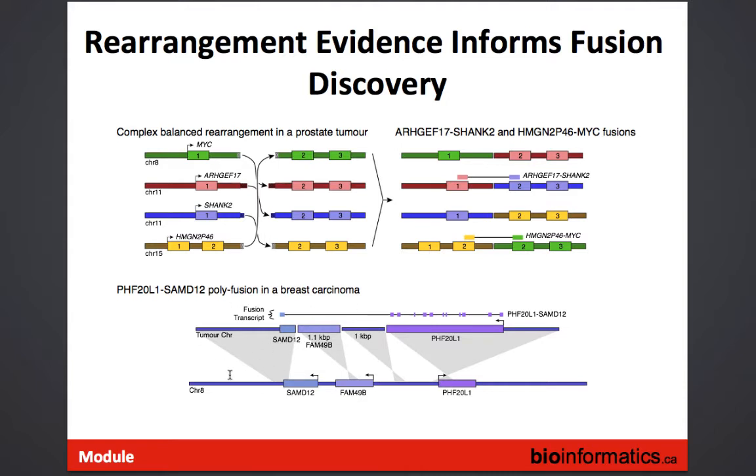So if you're trying to discover gene fusions from whole genome sequencing, this has implications, because you would only be able to detect these independent breakpoints. You would basically detect all three of these breakpoints, and you wouldn't necessarily be able to piece together that SAMD12 was fused to this PHF2001 gene, producing a fusion transcript.